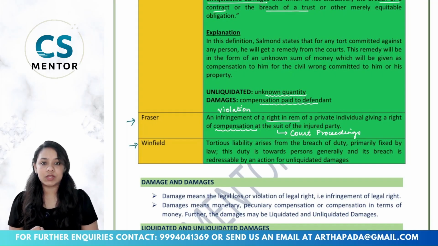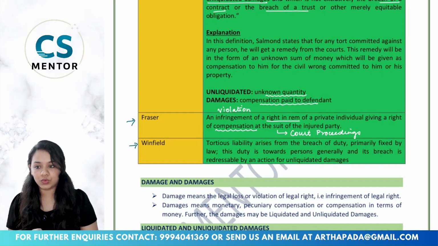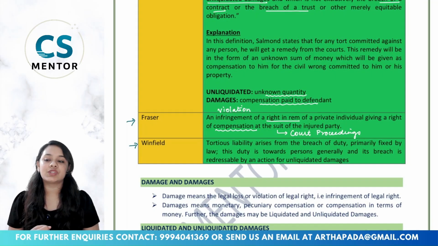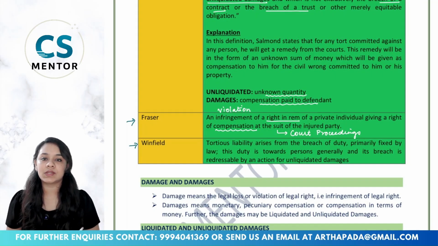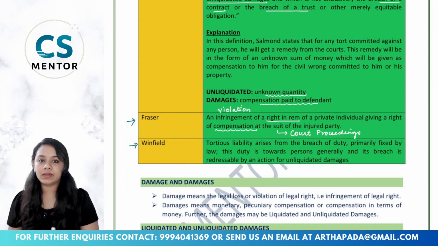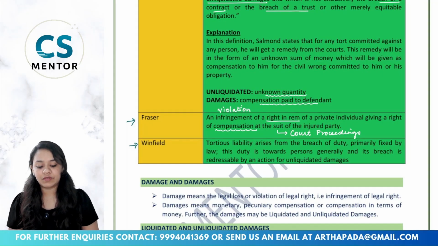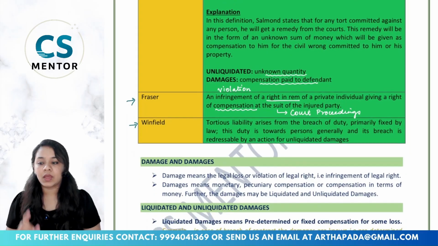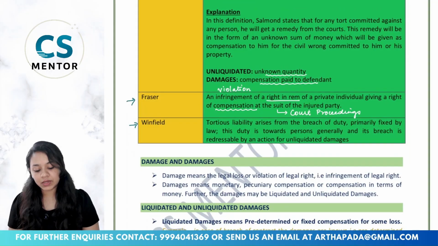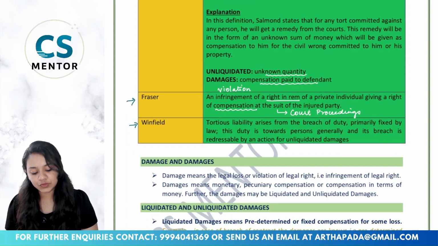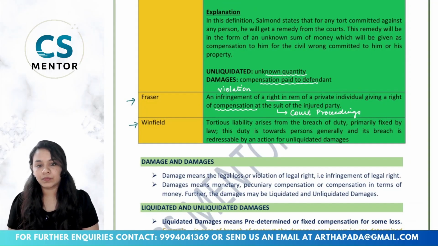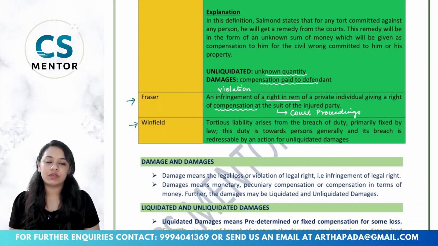So that means someone has to institute a suit first in a court of law, and then the injured person has to tell the court, see, my right in rem has been violated, and as a result, I want a remedy which is compensation or unliquidated damages. And this is the definition given by Fraser. Winfield goes ahead to say that, again, tortious liability arises from a breach of duty fixed by law. Now, what is this breach of duty fixed by law?